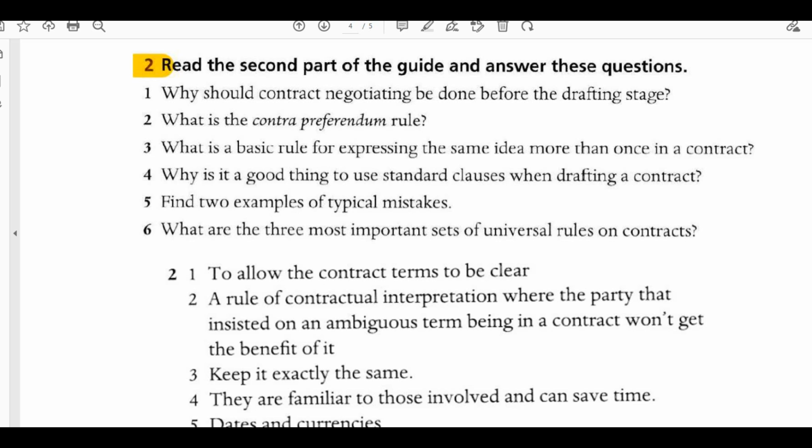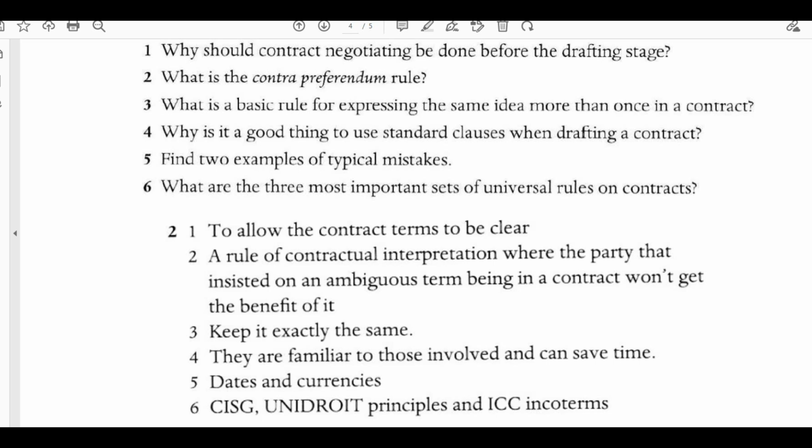Fourth, why is it a good thing to use standard clauses when drafting a contract? They're familiar to those involved and can save time. Fifth, find two examples of typical mistakes: dates and currencies. And six, what are the three most important sets of universal rules on contracts? That's CISG, UNIDROIT principles, and ICC Incoterms.